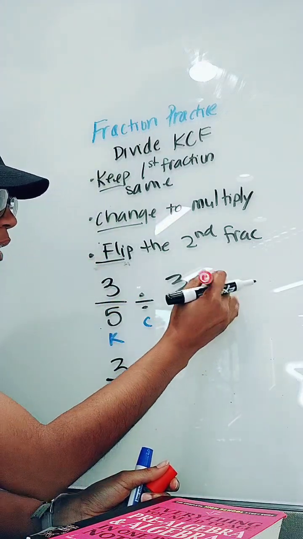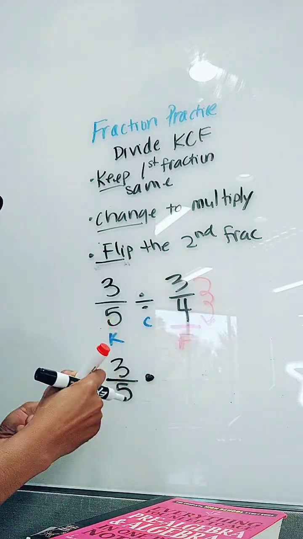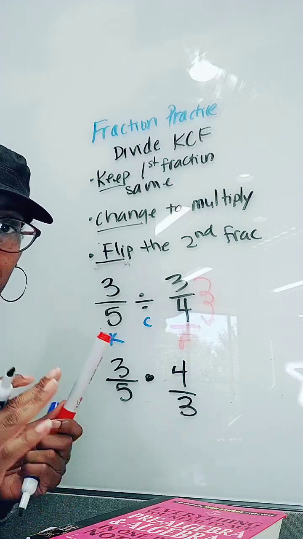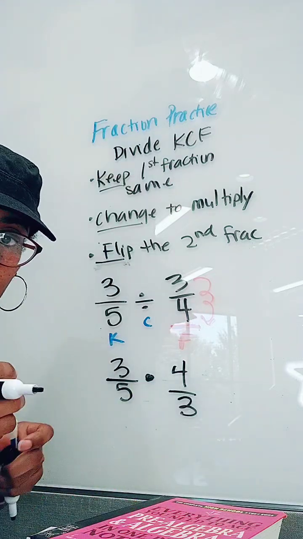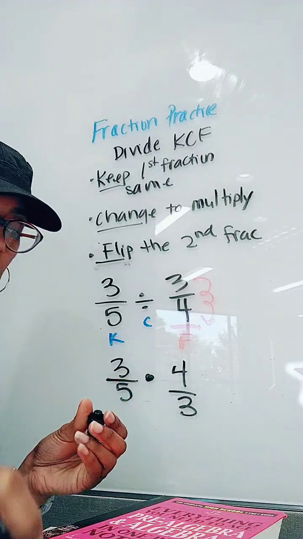This is going to flip. Okay, so we're literally going to do a somersault, and we're going to flip. And now this is going to become 4/3. And my very last step to solve this, I set it up. So this is me setting it up. Now I'm going to solve it. How do I multiply fractions? Who remembers?